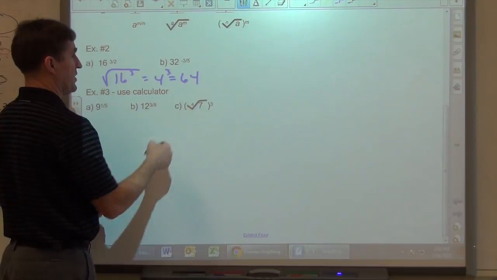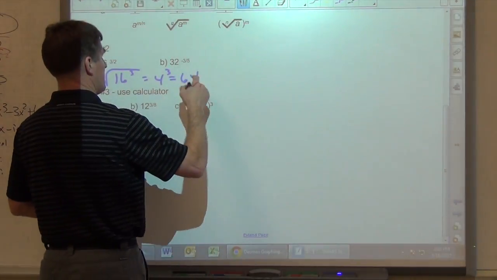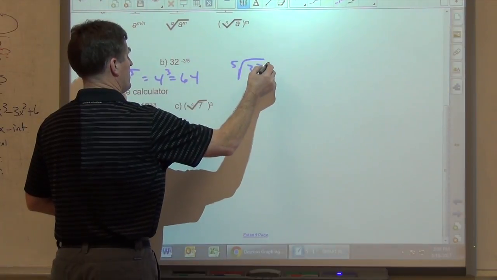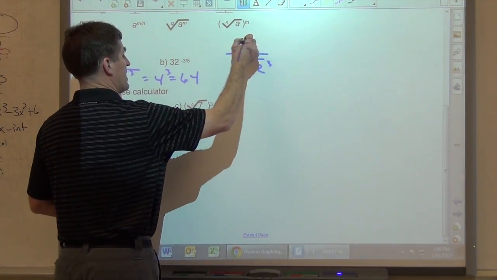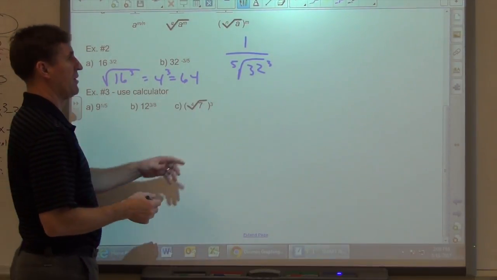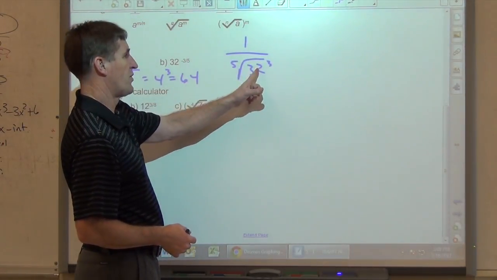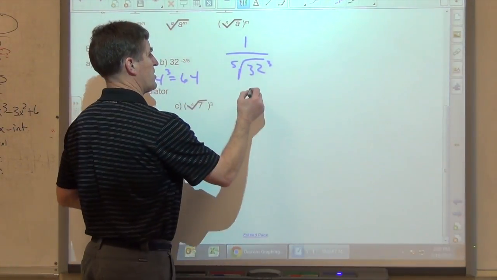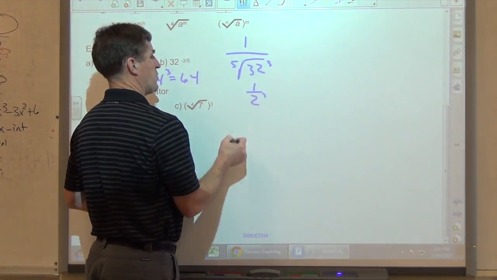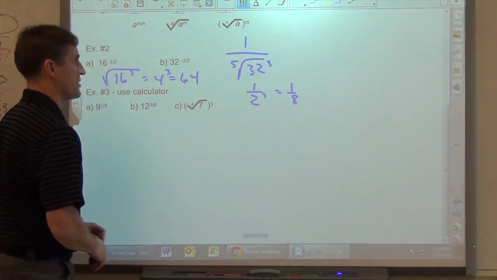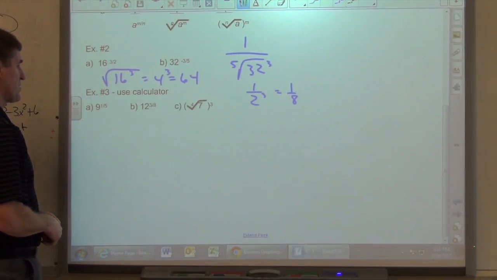If we do 32 to the negative 3/5, then it would be the 5th root of 32 to the 3rd, but again, because it's negative, that goes in the denominator. So here again is an example. You can do the 32 to the 3rd power and then take the 5th root, but the 5th root of 32 is 2, so it becomes 1 over 2 to the 3rd, which would be 1/8. So you work with much smaller numbers, usually if you can do the index first.